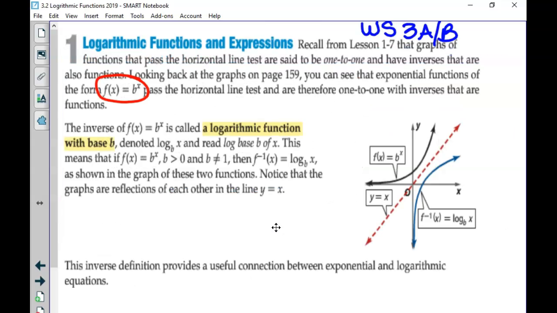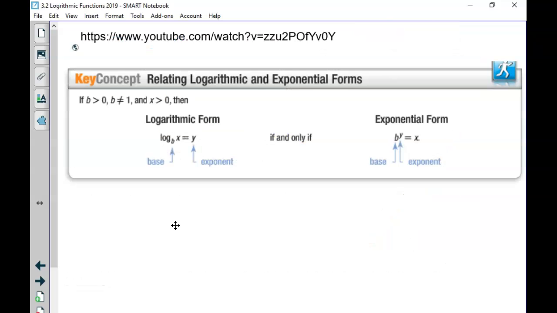All right, so on worksheet 3, it says we learned about inverses in 1.7. Well, the inverse of what we did yesterday is called a logarithm function. We did exponential functions yesterday. You can see the exponential form f of x equals b to the x will pass the horizontal line test. Therefore, there is a one-to-one inverse, and that inverse is called a logarithmic function. That's a big deal when we start talking about domain and range and graphing, that these are just inverses of what we did yesterday.